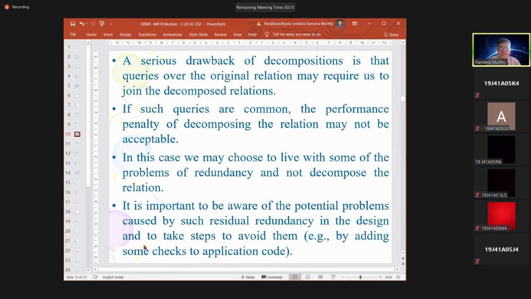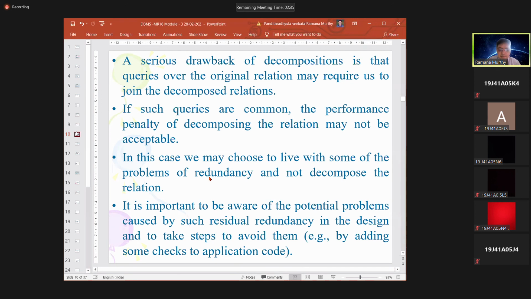Okay, right. So basically, if the performance is important, we are not decomposing. If the redundancy is important, we are decomposing. In this case, we may choose to live with some of the problems of the redundancy and not decompose the relation. So if performance is required, let it be, some redundancy may be acceptable. Okay, but it is very important to be aware of the potential problems caused by the residual redundancy.